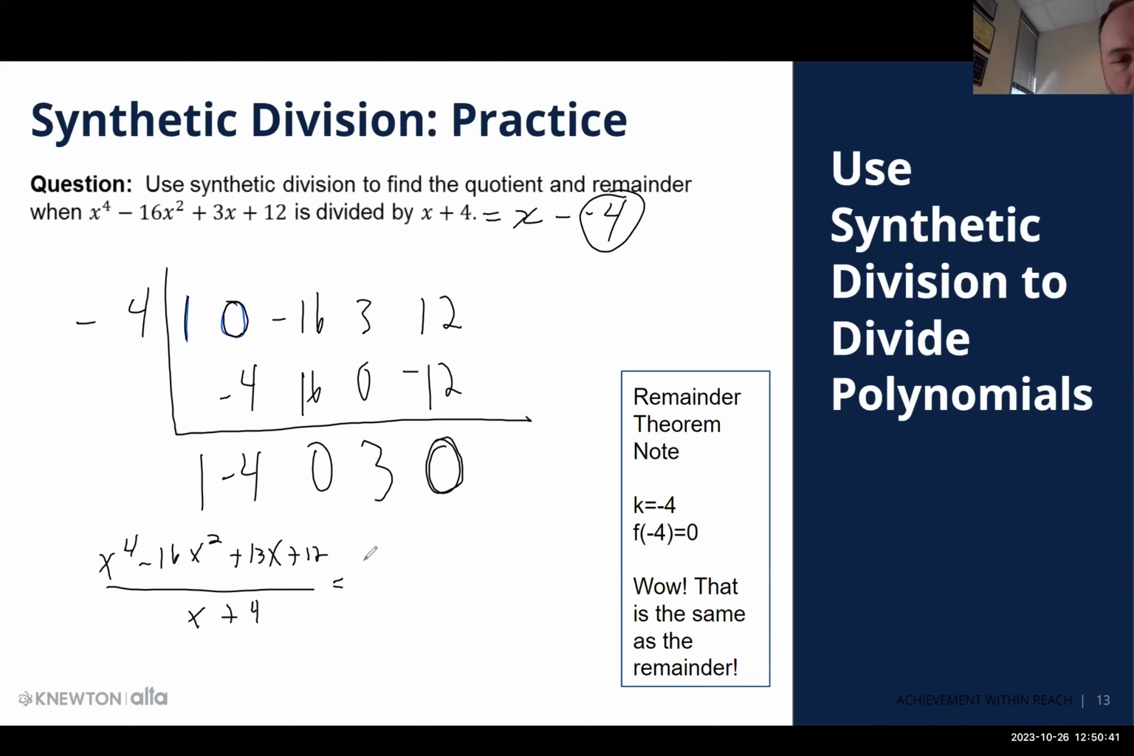I get 1x, this is this one here, to the third power. I've got to go down 1 power. I've got a negative 4x squared going down 1 power, plus 0x, plus 3. And then the remainder is 0, so I don't have to worry about the 0 divided by x plus 4.